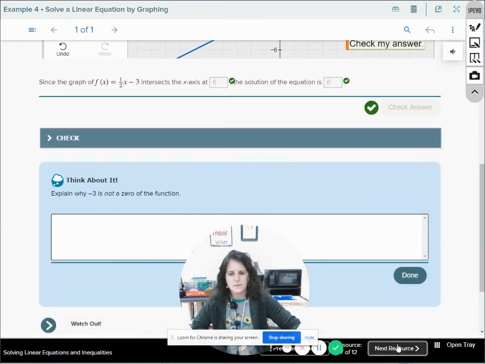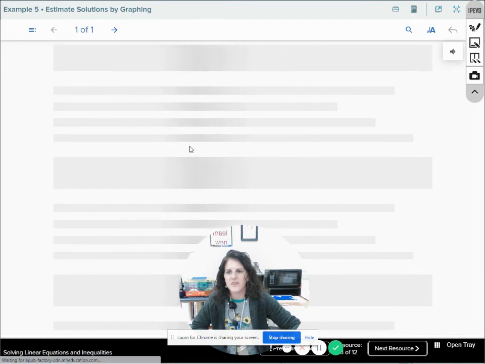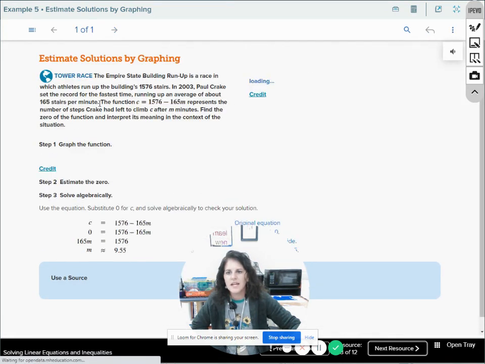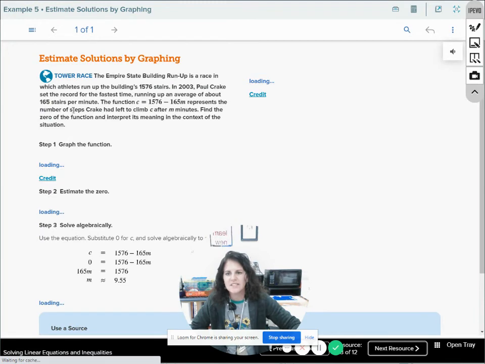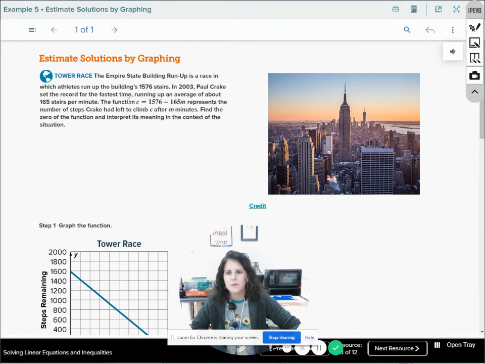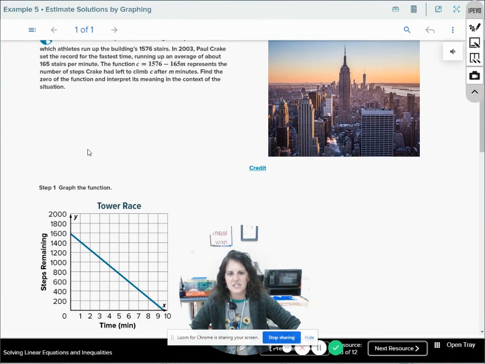Very nice. Moving on. Example number 5. Tower race. The Empire State Building run-up is a race in which athletes run up the building's 1,576 stairs. In 2003, Paul Craig set the record for the fastest time, running up an average of about 165 stairs per minute. The function c equals 1,576 minus 165m represents the number of steps Craig had left to climb, c, after m minutes. Find the 0 of the function and interpret its meaning in the context of the situation.